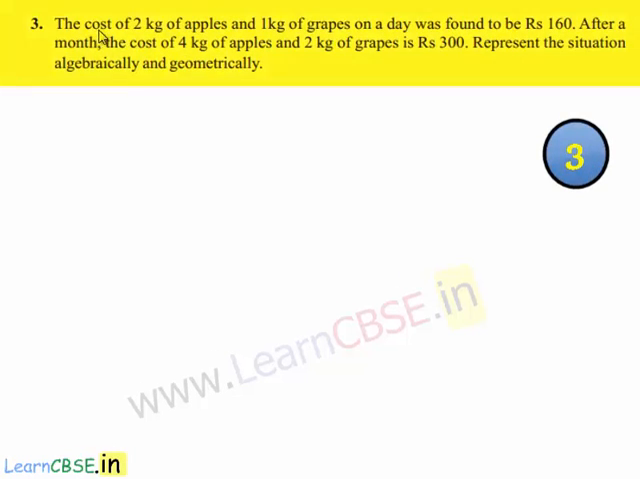Coming to the third problem: the cost of 2 kg of apples and 1 kg of grapes on a day was found to be 160 rupees. After a month, the cost of 4 kg of apples and 2 kg of grapes is 300 rupees. Represent this situation algebraically and geometrically.